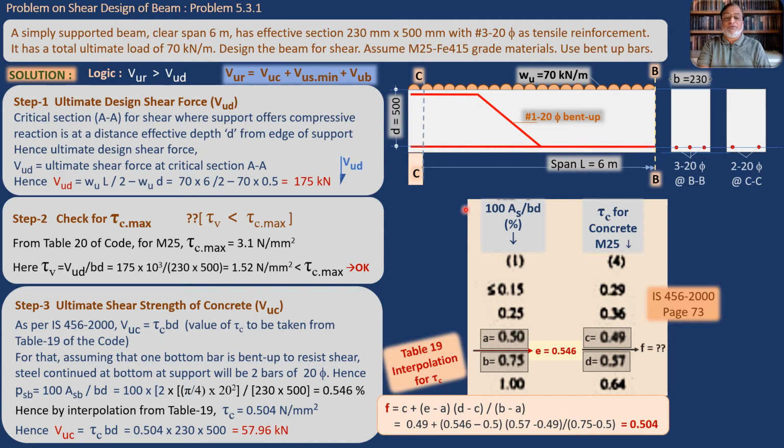So this is one column and this is the second column. Now if we want to calculate tau c for M25, IS code is saying first you calculate this value for your beam. What is this value? 100 AS upon BD in percent. Let us go back and calculate this 100 AS upon BD.